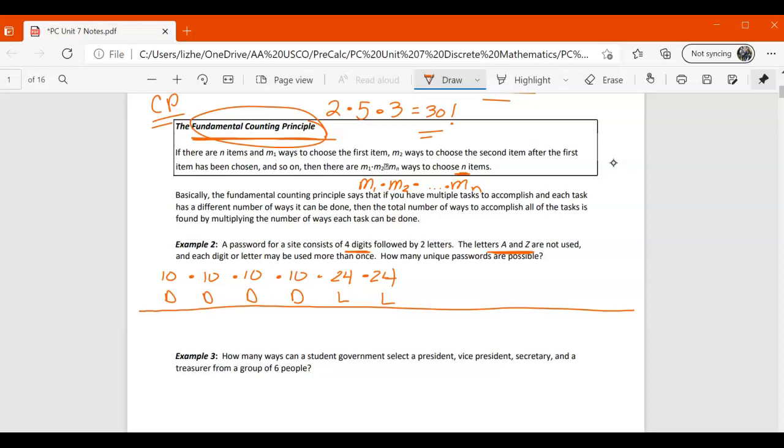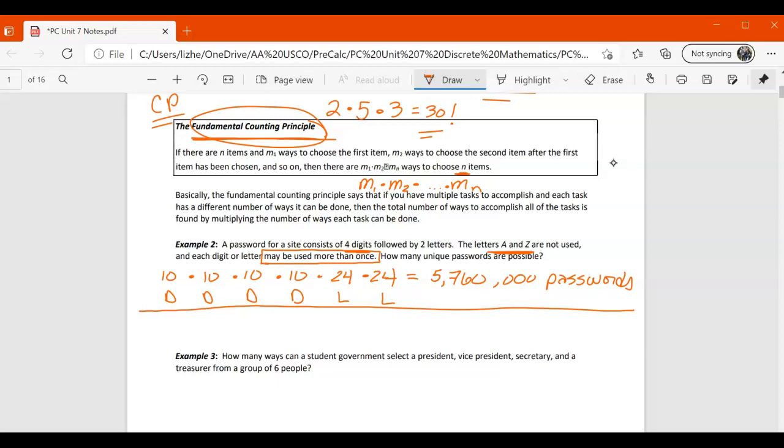Yeah, and notice in the question, it says each digit or letter may be used more than once. That's pretty important, so just keep that in mind. Here we are using the fundamental counting principle, and we are going to use our calculator: 10 times 10 times 10 times 10 times 24 times 24, and you should get an answer of 5,760,000 passwords. There are that many different combinations.